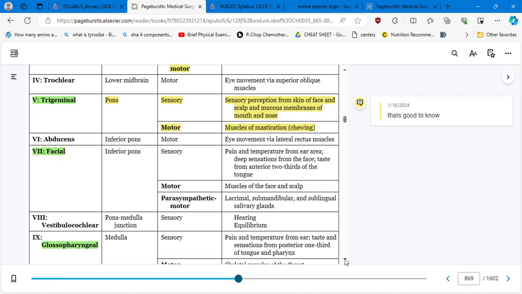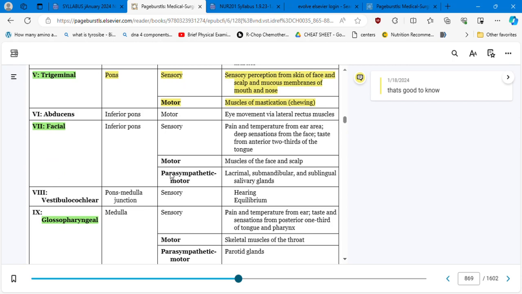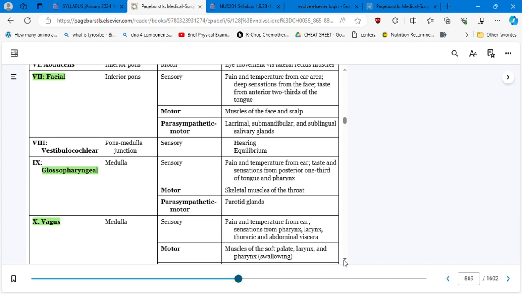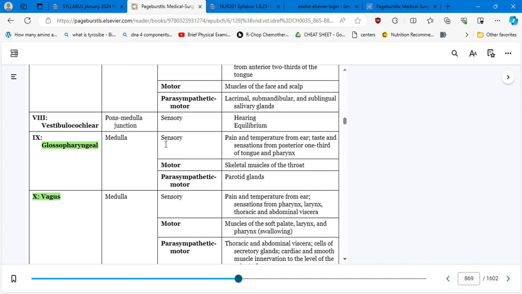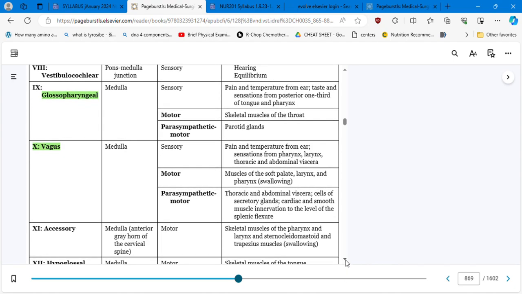Then we have the facial, number 7, which is also a double work neuron. It has sensory and motor. Pay attention to this, and it also works in the parasympathetic nervous system. Then we have the glossopharyngeal, another cranial nerve with double job, sensory and motor, located in the medulla. The vagus, okay, is another sensory motor cranial nerve.